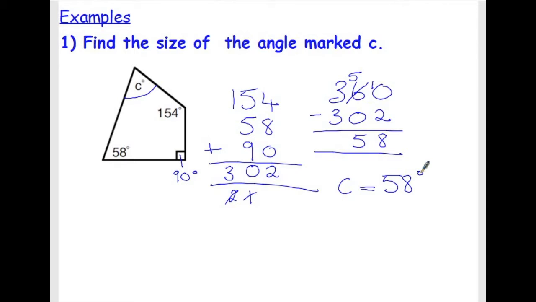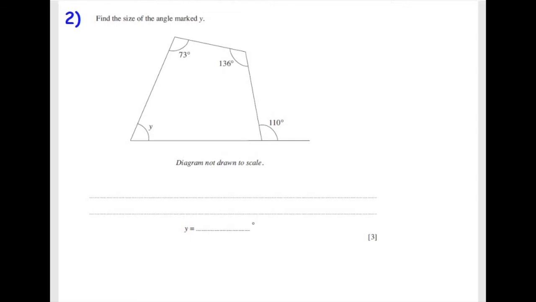Okay, moving on to our next example. Very similar, but this time we're looking for the angle marked Y. However, we've only been given two angles inside of the shape, but we've been given this 110 degrees outside. We need to use this to help us work out this angle here, if I call it X, for example.